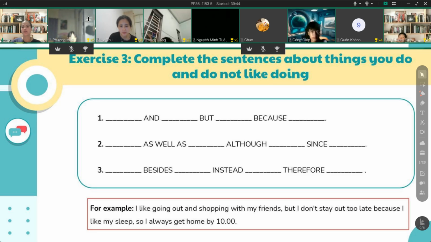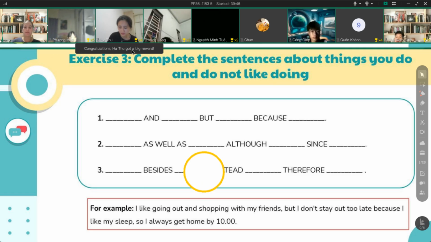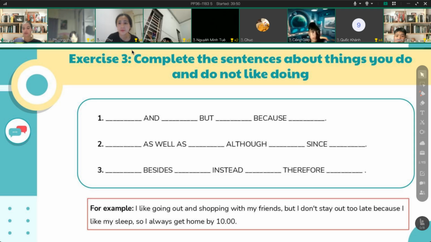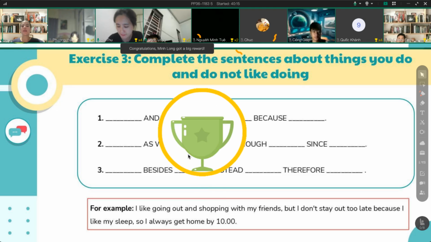Number two, Hatu, what did you say? She can speak English very well, as well as French, although she lived in Vietnam since she was a child. Great, I love it. Well done. Guys, so you are giving me different aspects of information and you are linking them with these linking words. That's perfect. Thank you. Next, Melong, what did you say for number three?